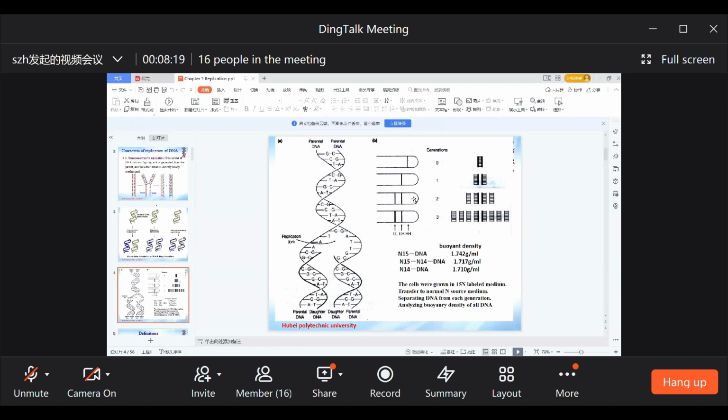Furthermore, when the cells are cultured under such conditions, you can see two DNA bands produced. Why? Because the hybrid DNA is produced, and at the same time newly produced DNA molecules appear. The light DNA molecules become more and more. This experiment directly certified the semi-conservative replication.